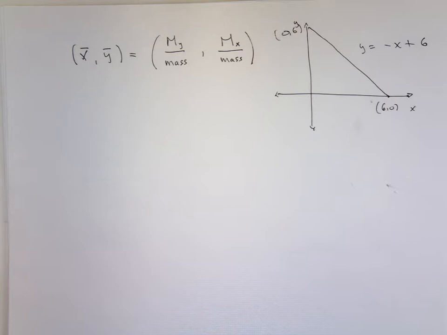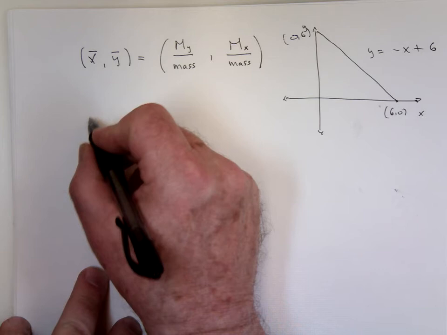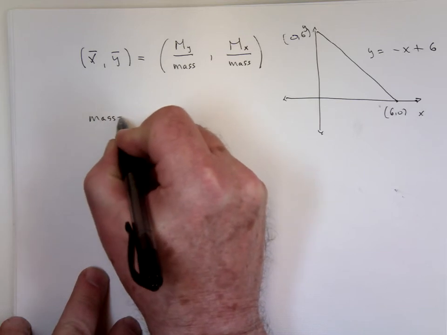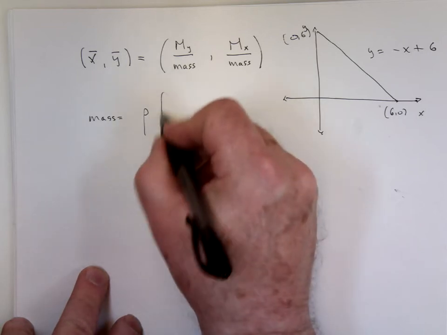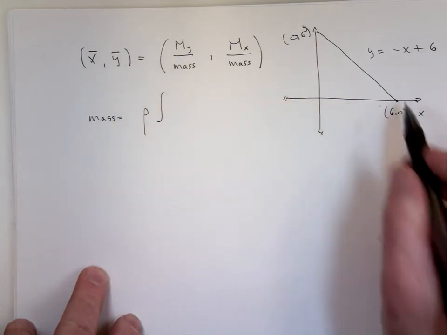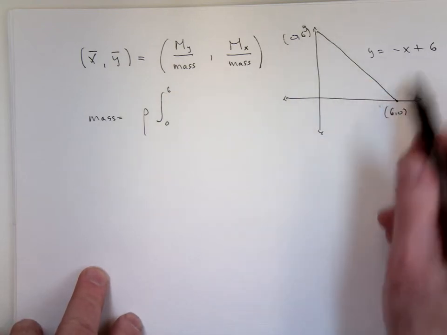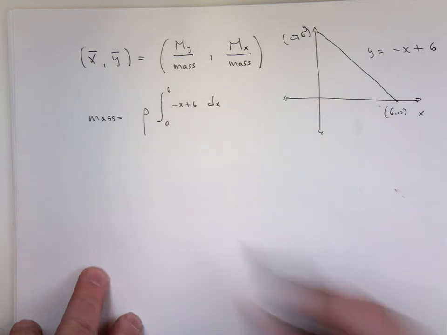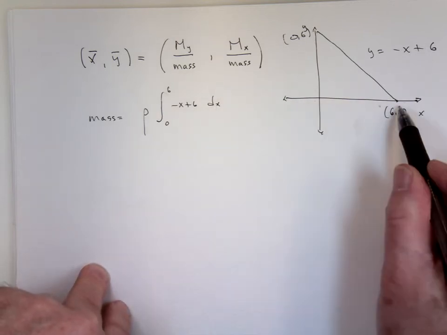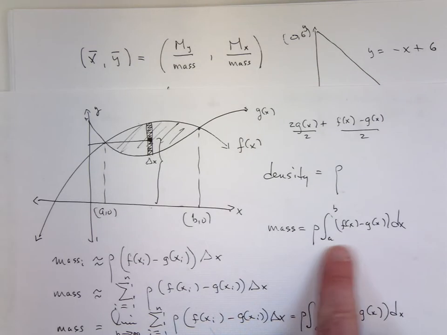Let's find the mass of this first. Mass is equal to constant density, the integral from 0 to 6 of the top function, which is this, minus the bottom function, which is 0. Bottom function is 0. Top function is this. That's our mass. This is the formula we have for mass, right here. That's what I'm using right now.